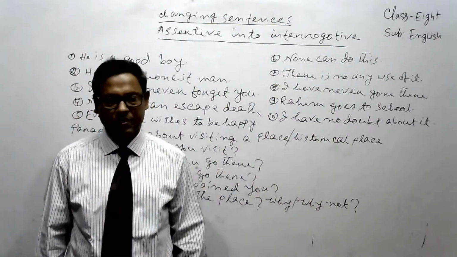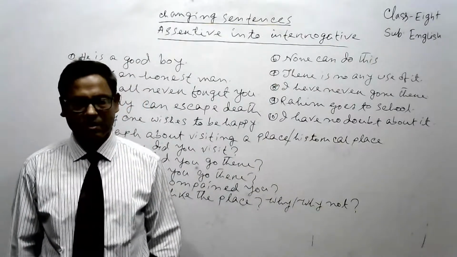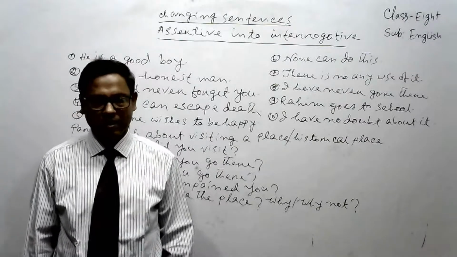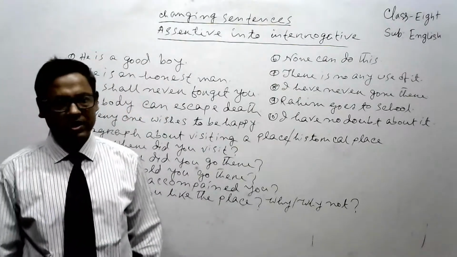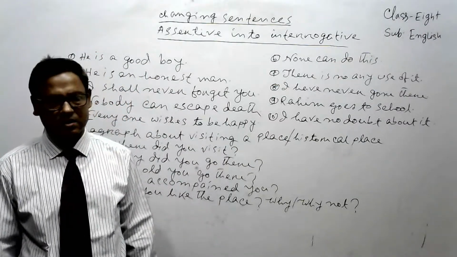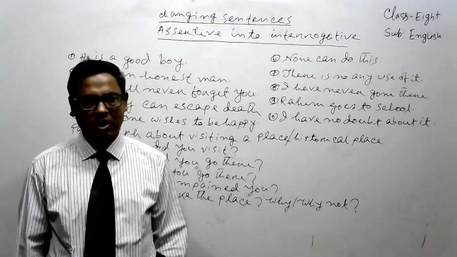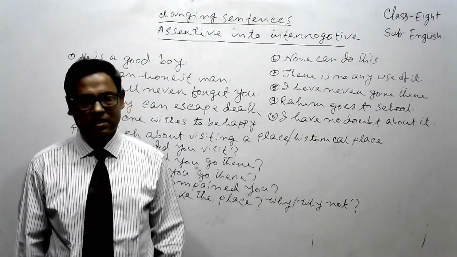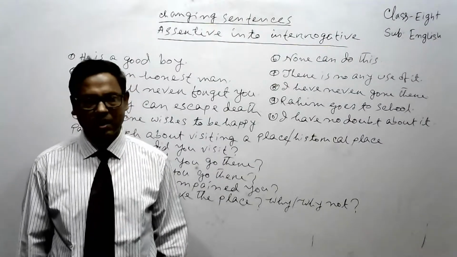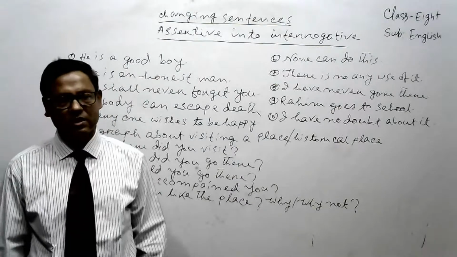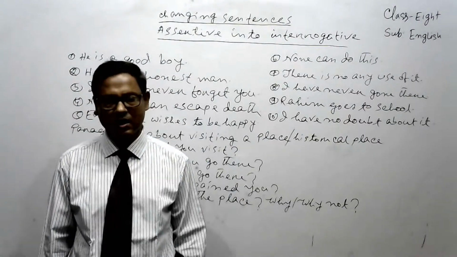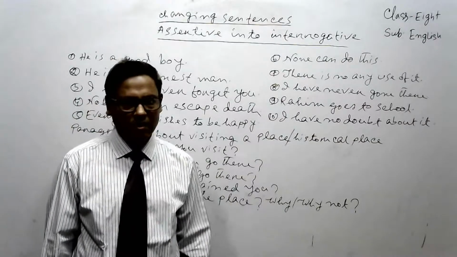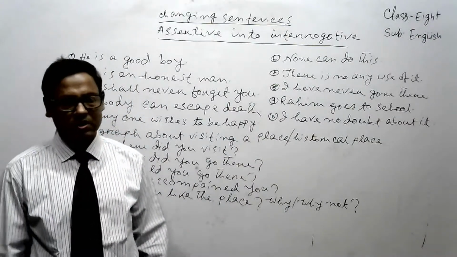You know that according to meaning there are five kinds of sentences: assertive, interrogative, imperative, optative, and exclamatory. And you know that in two ways we can change the sentences. Number one, conversion. Conversion changes both the structure and the meaning. But transformation of sentence changes only the structure; the exact meaning will remain. So today I am going to discuss the transformation of sentences.